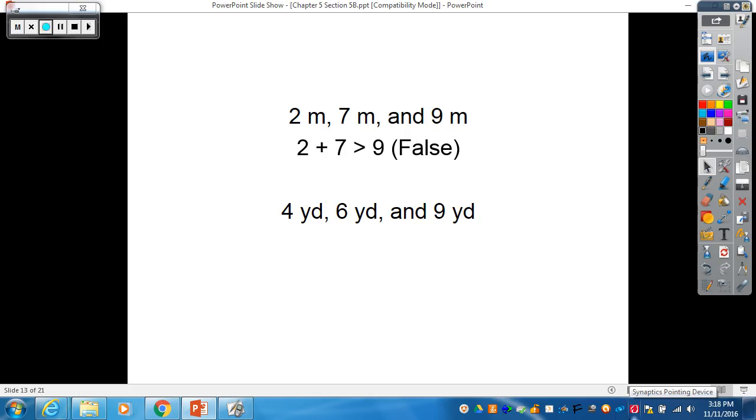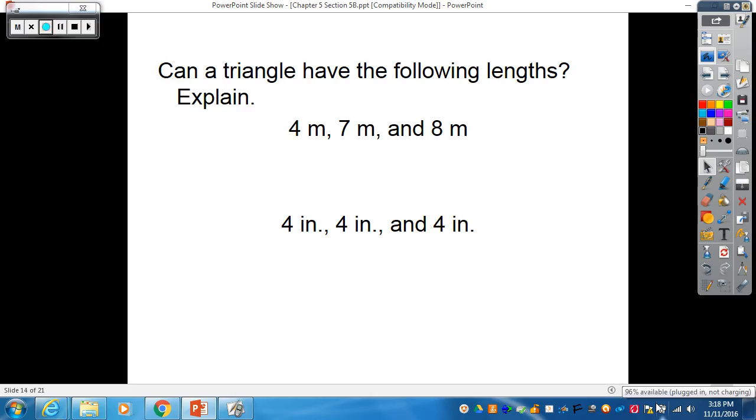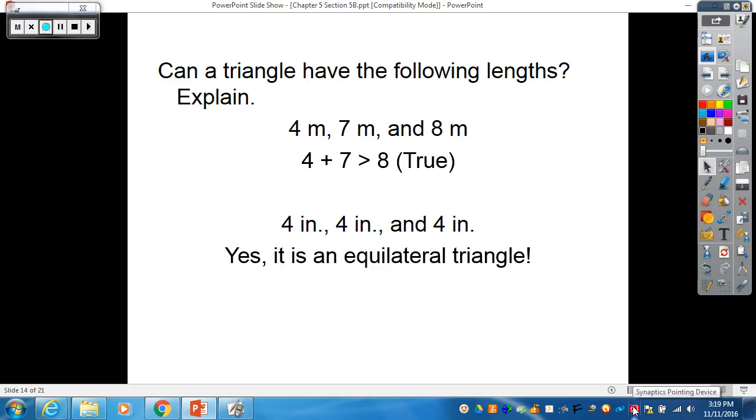What about 4, 6, and 9? Well, 4 and 6 together are greater than 9, so that does form a triangle. Okay, what about the next one? 4, 7, and 8. Will that form a triangle? Now again, 4 plus 7 is greater than 8, so yes, it will. Okay, what about the 4, 4, and 4? I hope you're going to say yes, because 4 plus 4 is greater than 4, and as a result, we have an equilateral triangle. Okay?